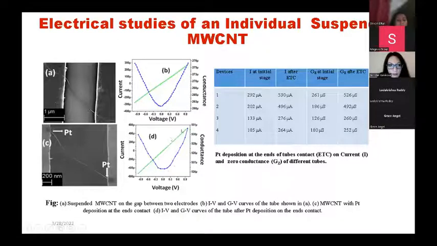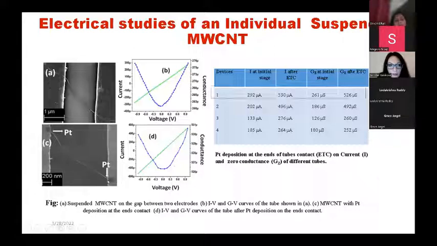We deposited nanopads, and we found that when we deposit nanopads, the current drastically increases. Here is the 300 micrometer, and here it is approximately 500 micrometers. So from there, these are 4 different CNTs, and we found from this table that the current is drastically increased when we deposit the Pt metal at the end of this contact.